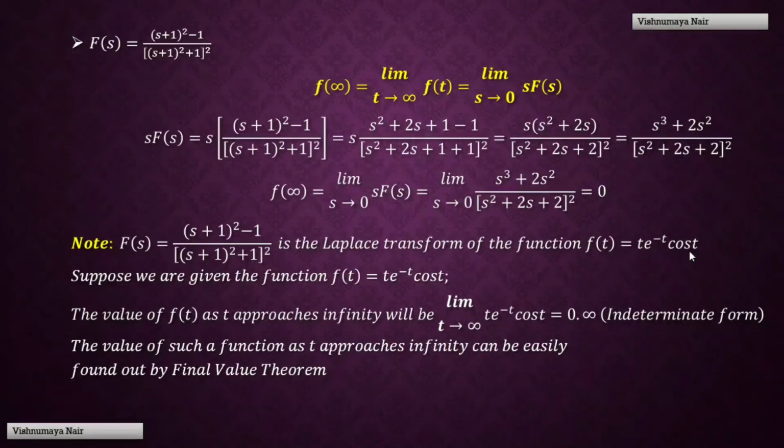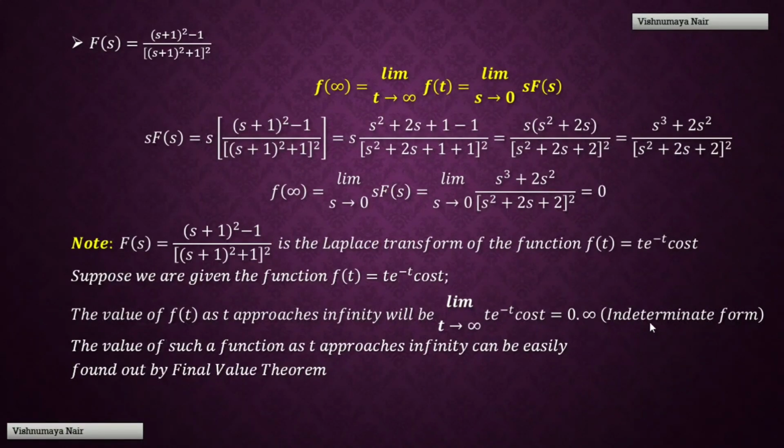Okay. Now imagine that we are given the function f of t directly. That is e raised to minus t into t cos t. And we are asked to find out the value of this f of t as t approaches infinity. So what we can do, we can directly apply the limit. So when we apply the limit, that is t equal to infinity, we'll get 0 into infinity, right? That is e raised to minus infinity is 0. And t cos t will be infinity into cos infinity, that is infinity. Now this 0 into infinity is an indeterminate form.